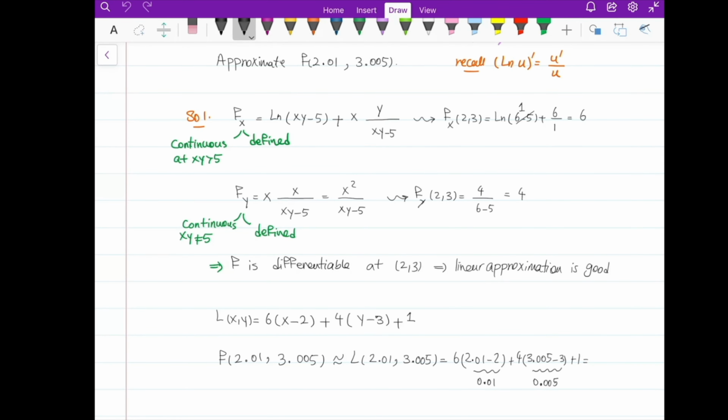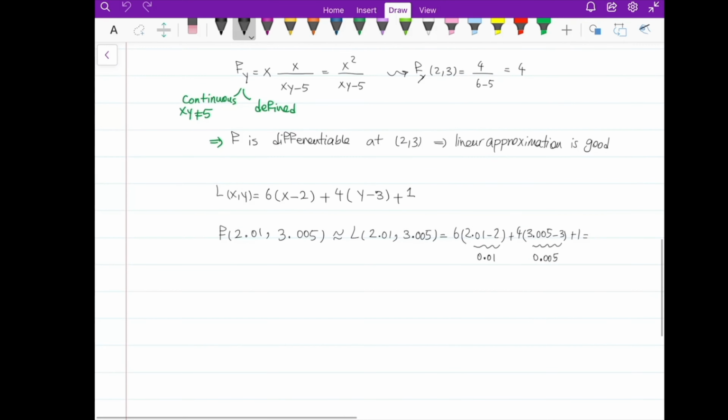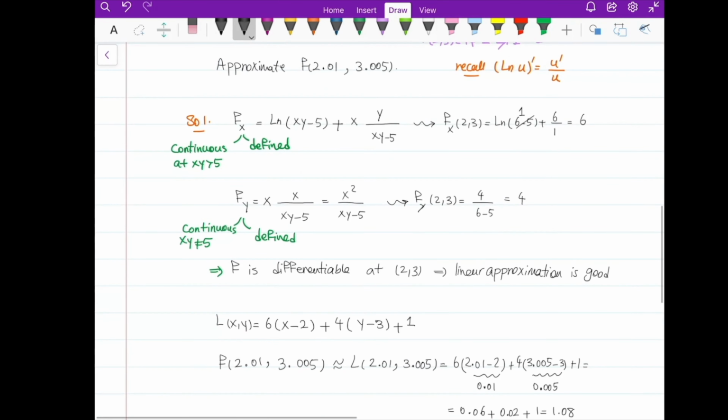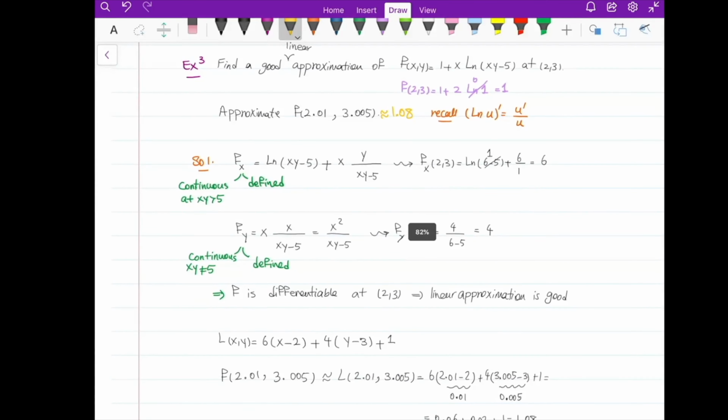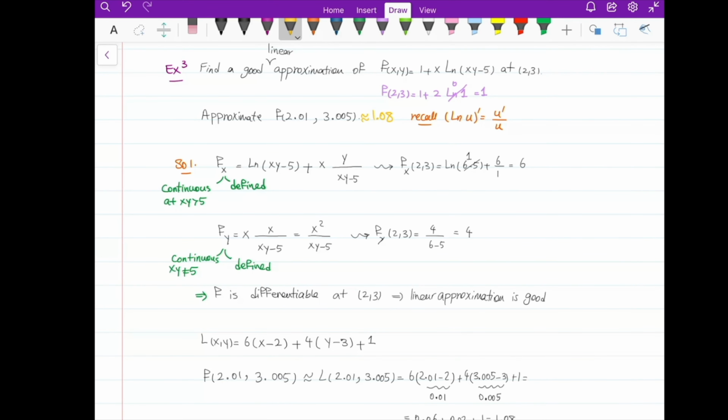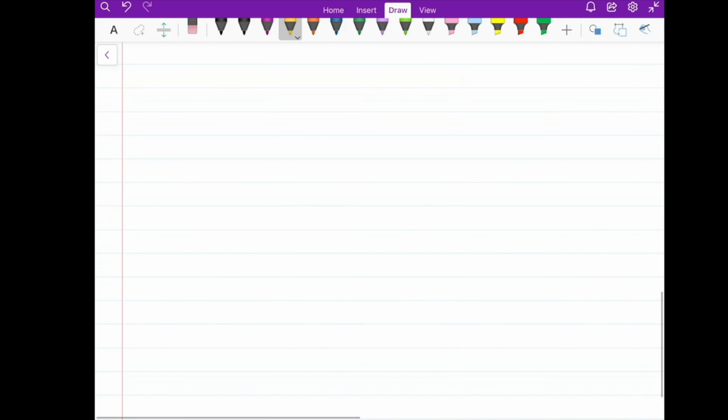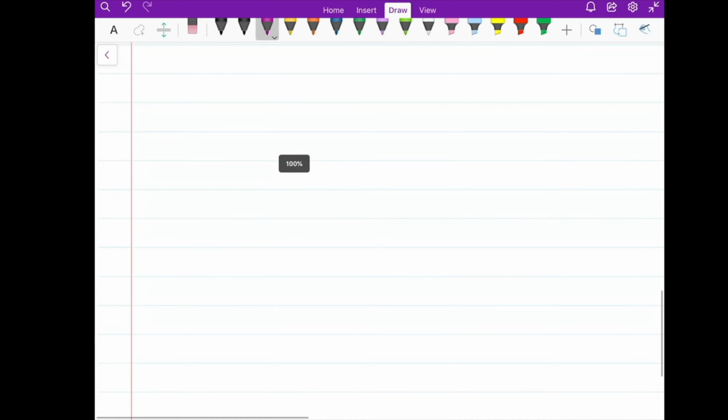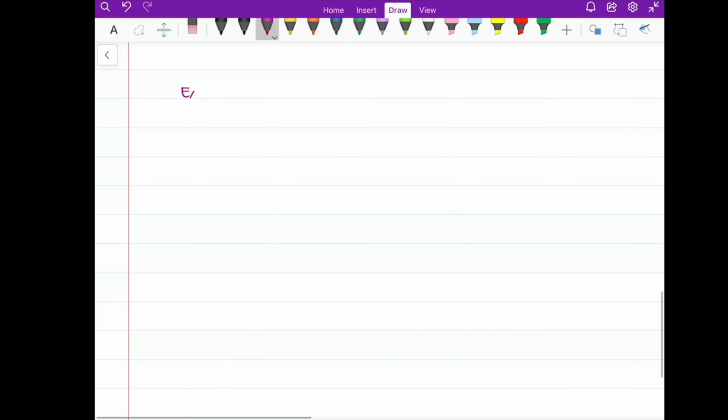And so I get what? I get 0.06 plus 0.02 plus 1, which is 1.08. So this is approximately 1.08. Very good. That was example 3. Let's look at one more example. Example 4.